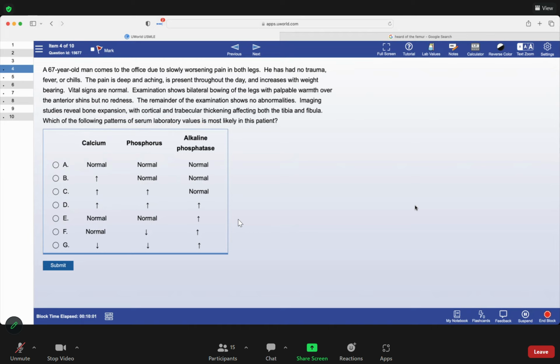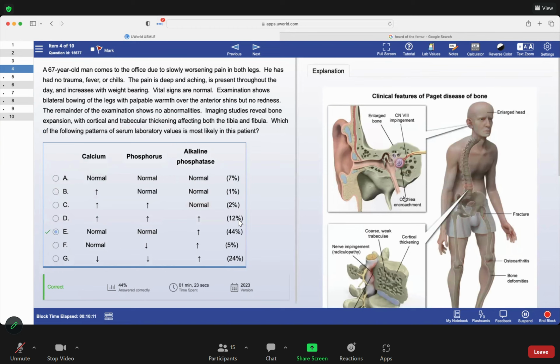This is again Paget's disease, folks. Again, in Paget's disease, everything is normal except ALP. Same explanation here as the previous question.